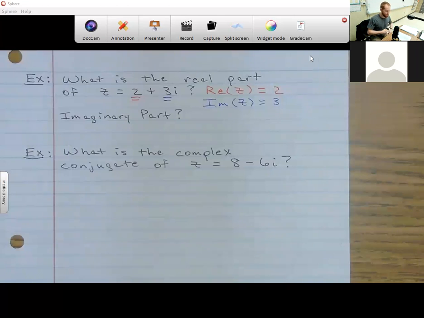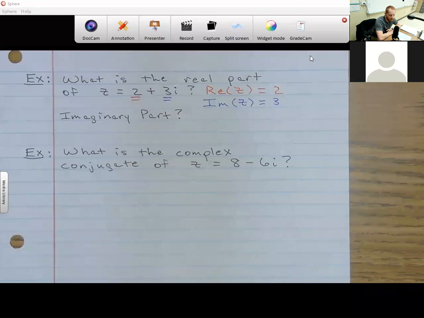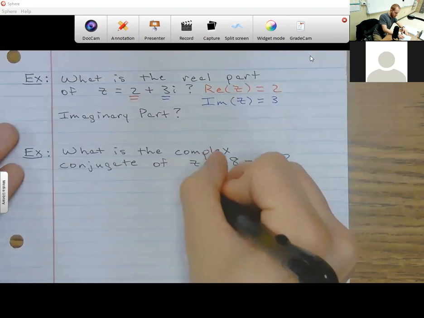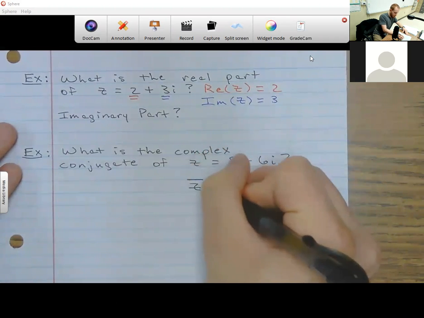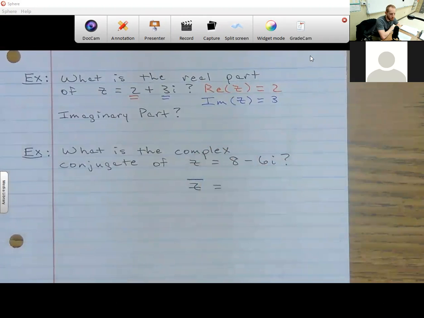Let's do the next one. What's the complex conjugate of 8 minus 6i? So when we write a complex conjugate, we're going to be using z, but we're going to be using z bar because we're talking about the conjugate. So I'm going to use a z with a bar on top. So what is z bar equal to?